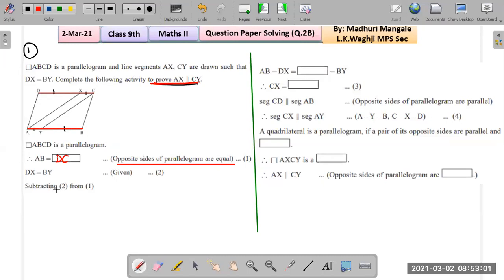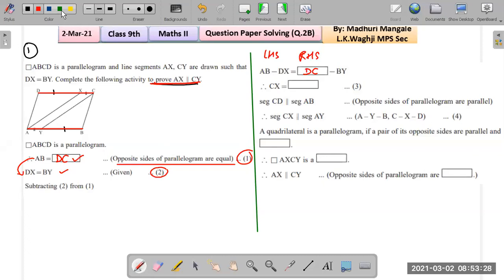And then next we are given, this is equation 1, this is equation 2, and then we are asked subtracting 2 from 1. So just look at this left hand side, LHS, it says AB minus DX. So AB is written first and then minus DX. Likewise, what goes in the RHS? So clearly that will be DC minus BY. So here the next one is also DC.